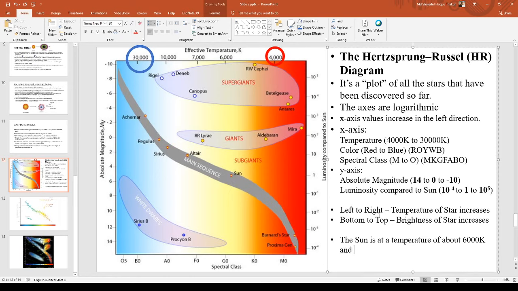And luminosity compared to sun of 1. Exactly 1. Okay, so you may ask, why is this?